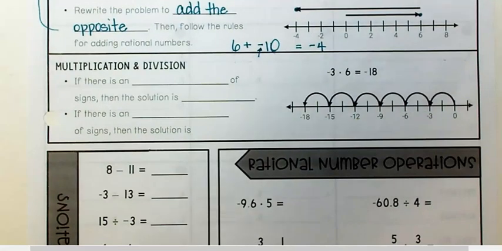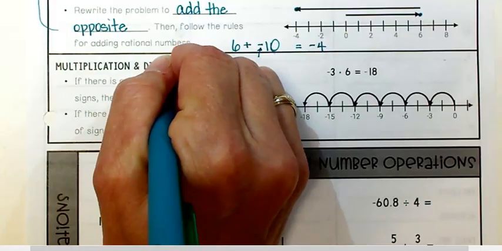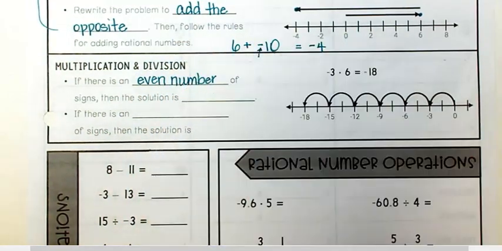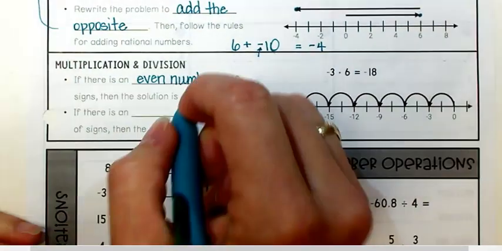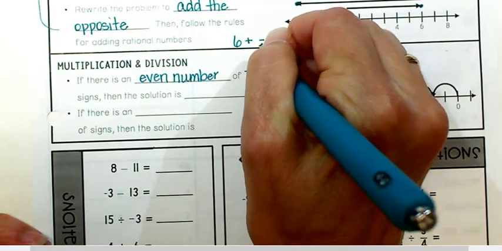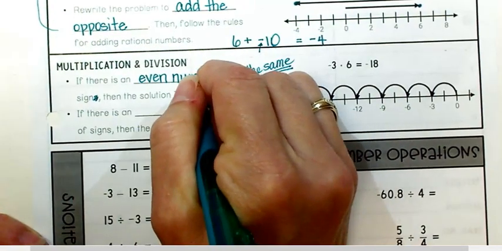All right, multiplication and division. If there is an even number of signs, it says if there's an even number of the same sign, then the solution is positive.